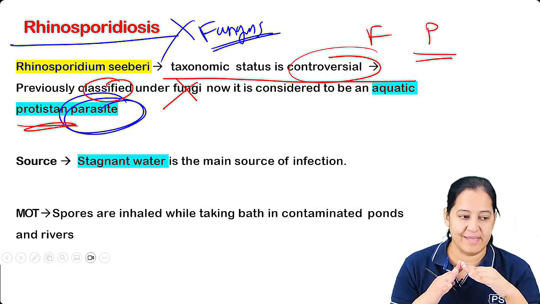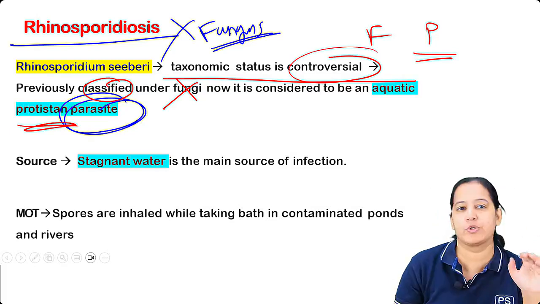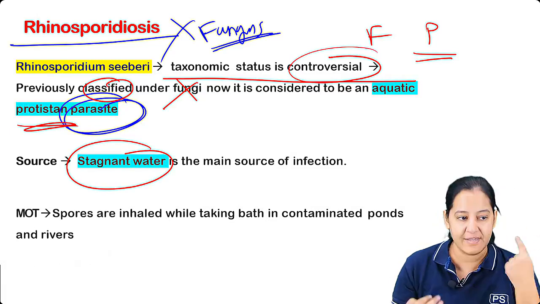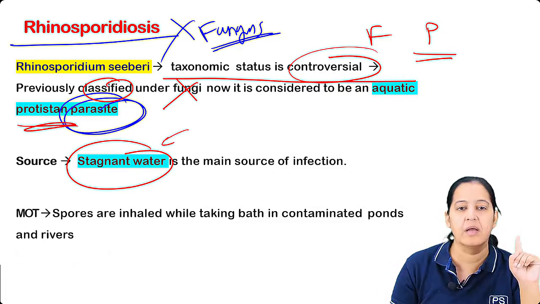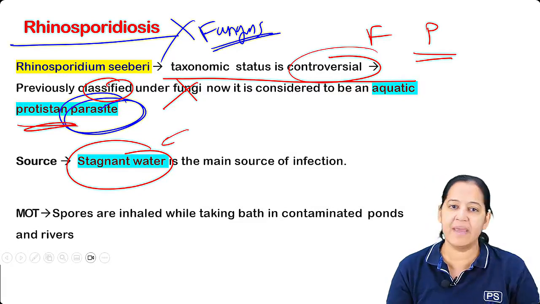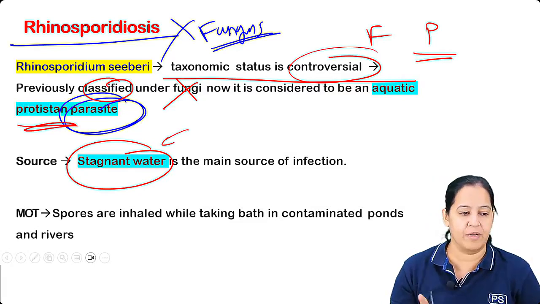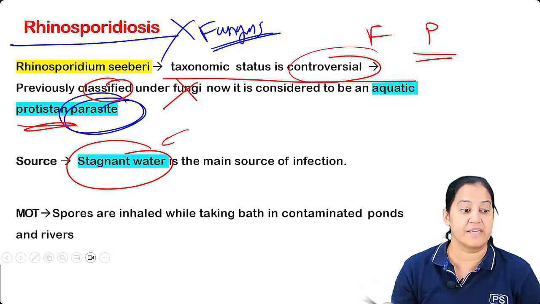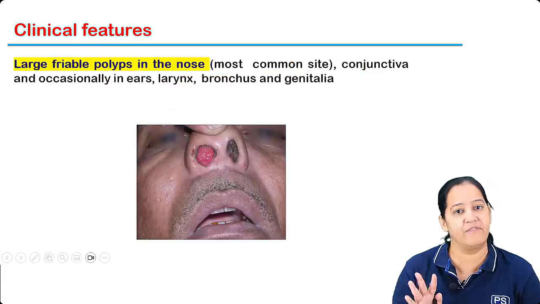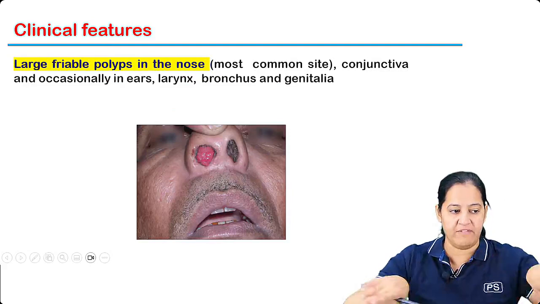There are 2 types of parasite. Now I will teach you protozoa, metazoa. So it's a protozoa. It remains in the water, so it enters the human body via swimming. Stagnant water, not flowing. Via swimming, it can enter. So please write down the important points. Yes, it's an aquatic parasite. It remains in the stagnant water. It's not a fungus. It's a parasite. Write it down, please, if it is not written. So it enters the human body via swimming from the water.